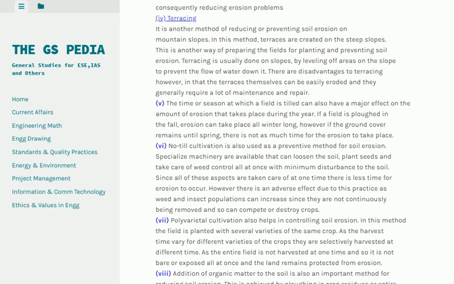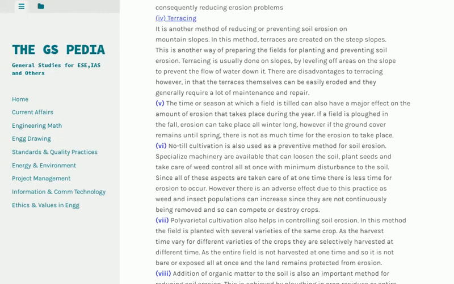5. The time or season at which a field is tilled can also have a major effect on the amount of erosion that takes place during the year. If a field is ploughed in the fall, erosion can take place all winter long. However, if the ground cover remains until spring, there is not as much time for the erosion to take place.